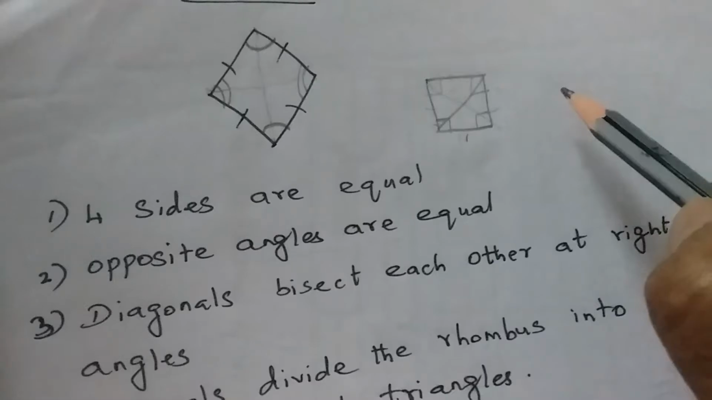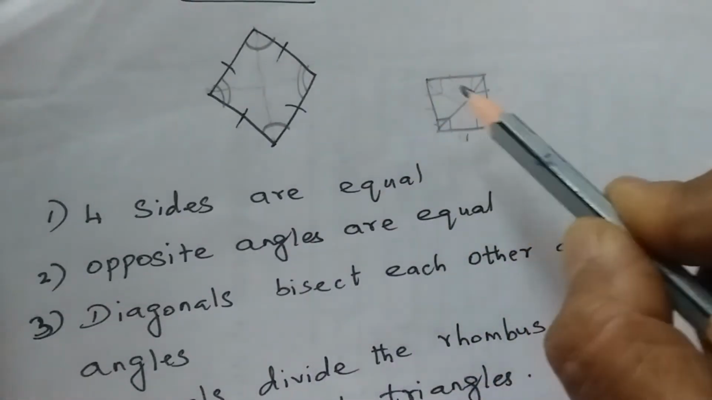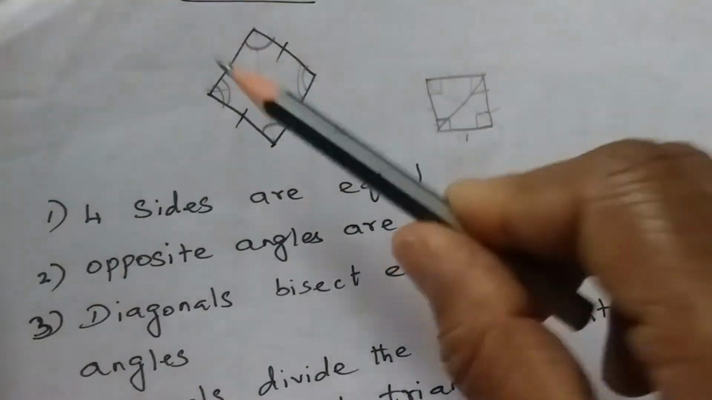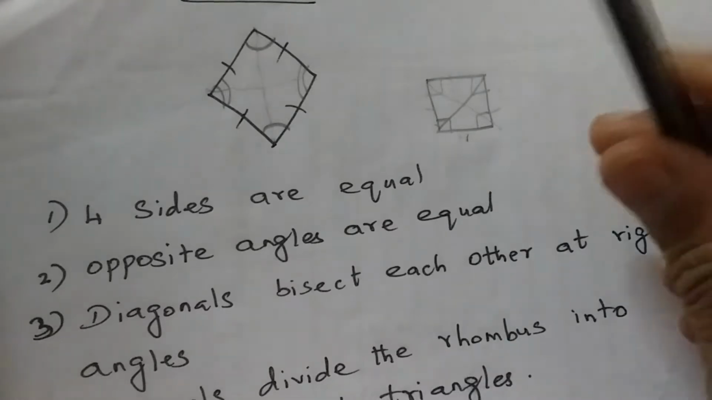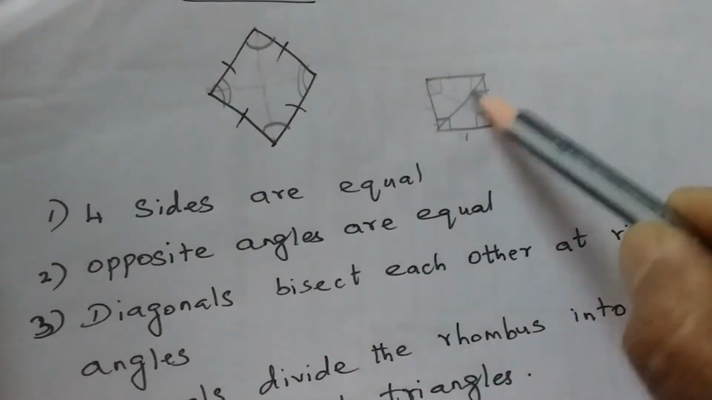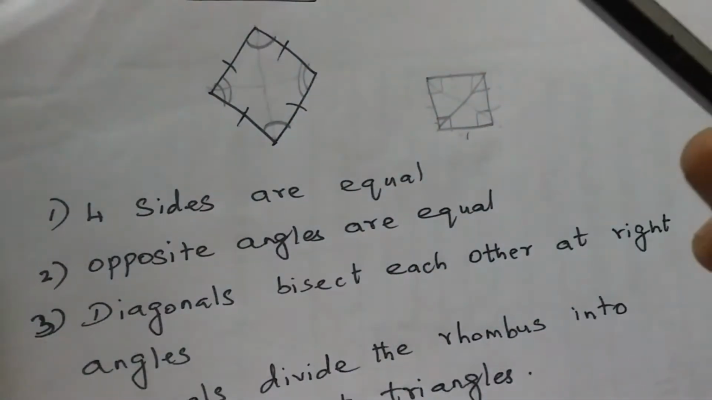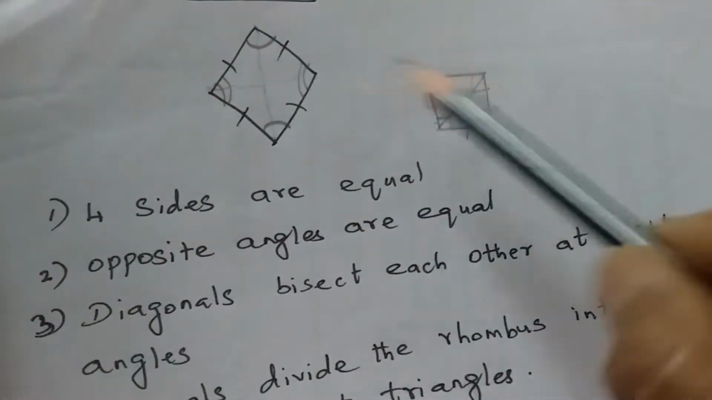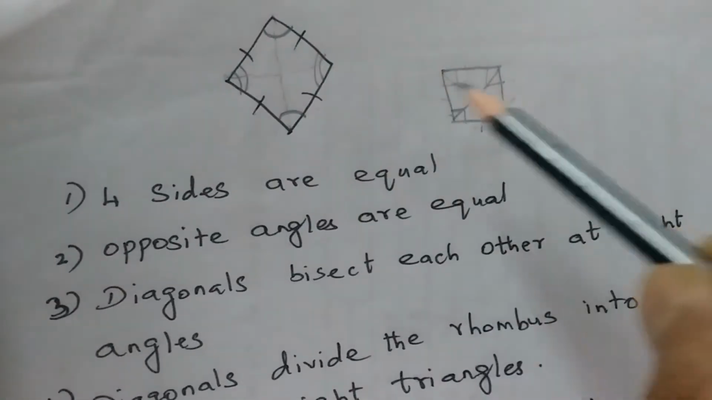What is similarity? Means what is same in both? In square and rhombus, in both four sides are equal. But here all the four angles are equal, here only opposite angles are equal. In square diagonals are equal, but in rhombus diagonals are not equal. That is where rhombus is different from square.